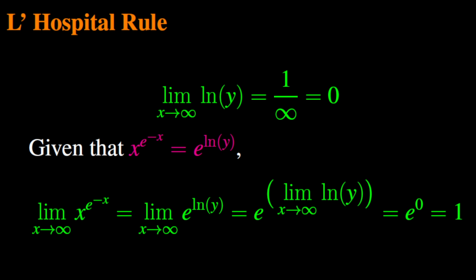So, the limit as x goes to infinity of x to the power of exponential of negative x is equal to the limit as x goes to infinity of e of logarithm of y, which is equal to the exponential of the limit as x goes to infinity of logarithm of y, which is e of 0. And this is equal to 1. Finally, the limit of our expression x to the power of exponential of negative x when x goes to infinity is 1.